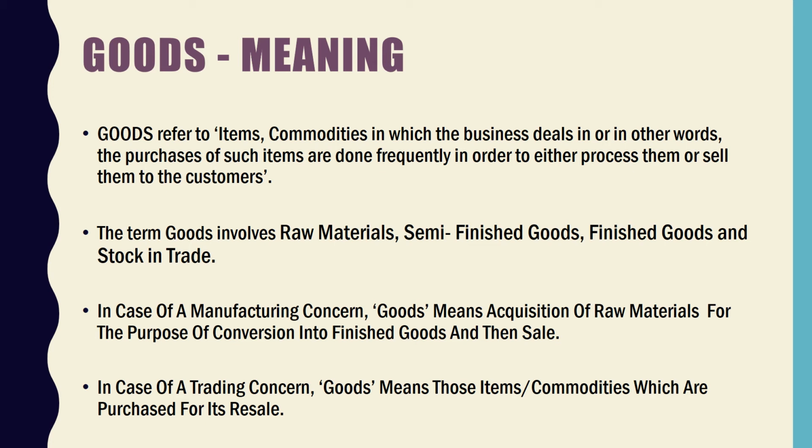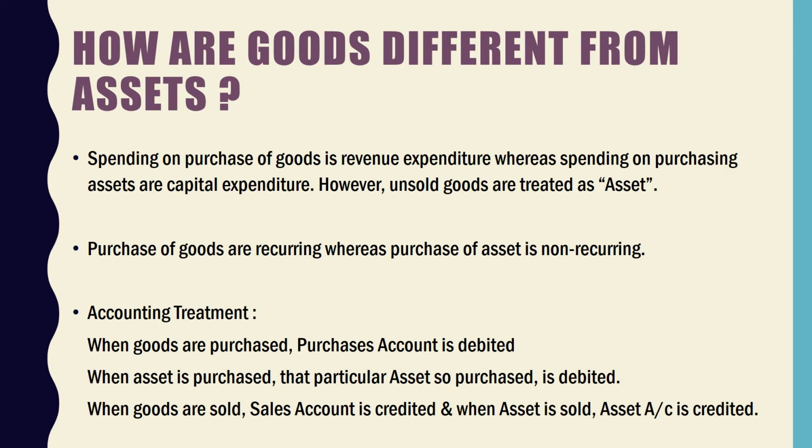Now we will understand how goods are different from assets. Though unsold goods are treated as an asset because they have realizable value, there is a difference. When you purchase goods, you purchase them for selling purposes, and these purchases are frequent. So this is a revenue expenditure because you are incurring this expenditure in order to earn revenue. But when you purchase assets, these purchases are not regular in nature. So this is capital expenditure because purchasing an asset is going to increase your productive capacity. You can earn more revenue. This is adding value to the business. You can sell it whenever you feel that yes, it is obsolete, not in working condition. At that time you can sell it.